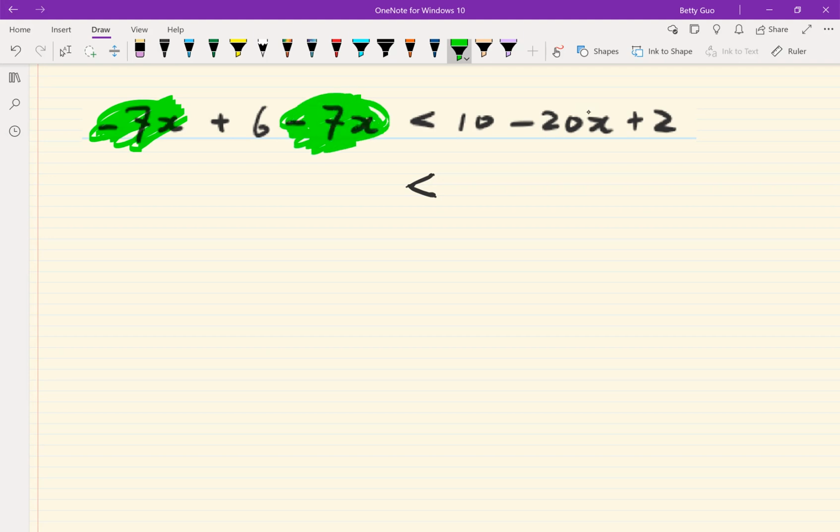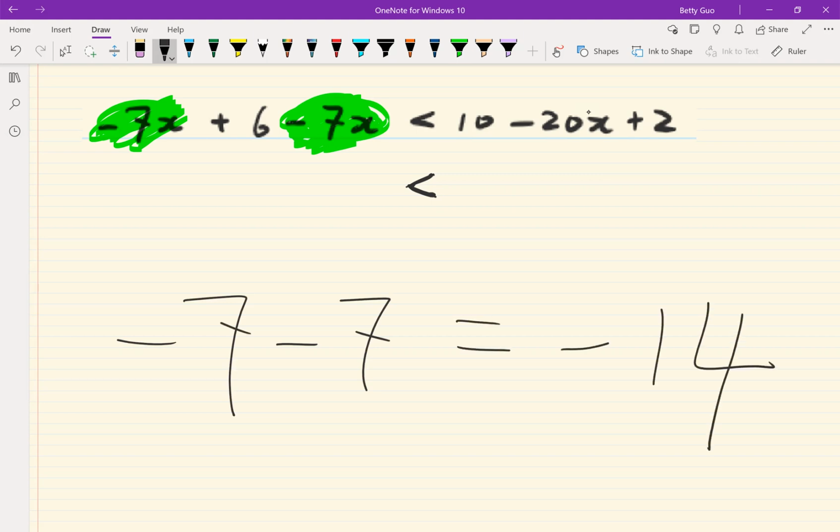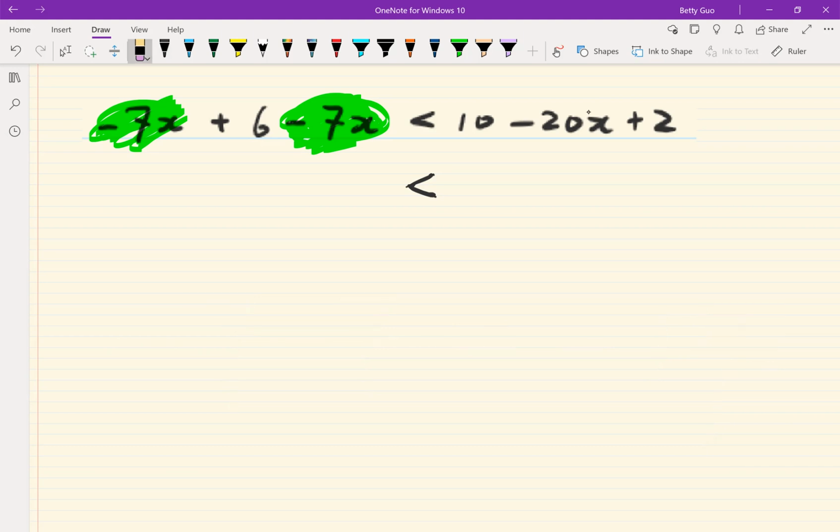Combine like terms is to combine their coefficients. Combine coefficients, negative 7, another negative 7, what is it? Negative 14, yeah? It's like you owe me 7x, and then you owe me another 7x, so you owe me 14x in total. Negative 14x, right? Simplify left-hand side and right-hand side separately.